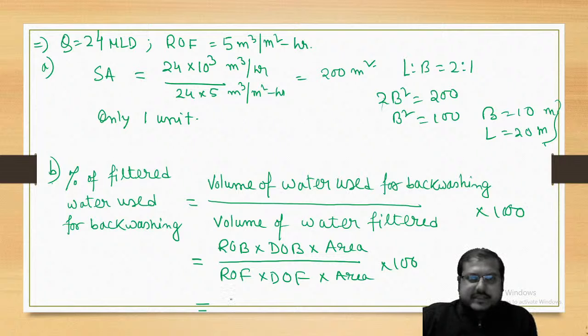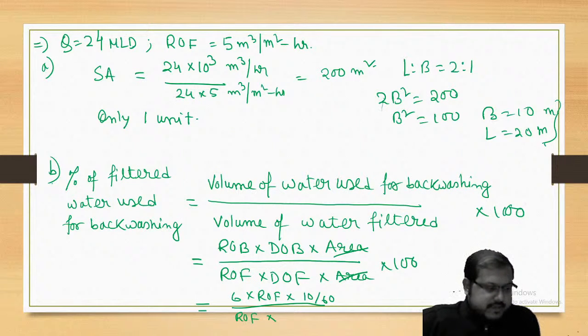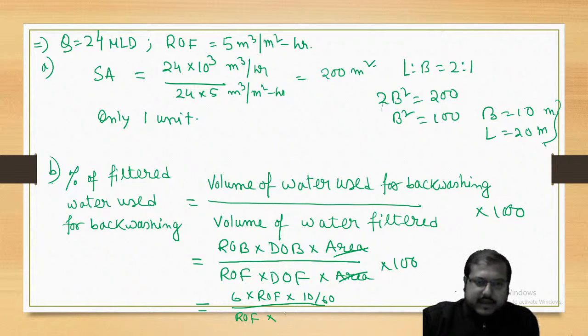Now rate of backwashing, it is provided as 6 times of rate of filtration. So 6 into ROF. Duration of backwashing is 10 minutes, 10 by 60 hour. And this area cancels by rate of filtration. Duration of filtration will be what? In 1 day, once backwashing is done, right? And the backwashing time is 10 minutes. So how much filtration is happening? 24 hour minus 10 minutes. Understood? That is the trick of this problem.